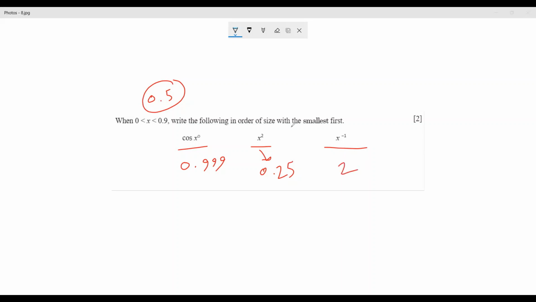So they need the smallest first. Guys, again, you can use a calculator to evaluate all these expressions. There is no problem with that. Smallest should be this guy, right? So smallest is X squared, and then followed by cosine X and X raised to the power of -1.